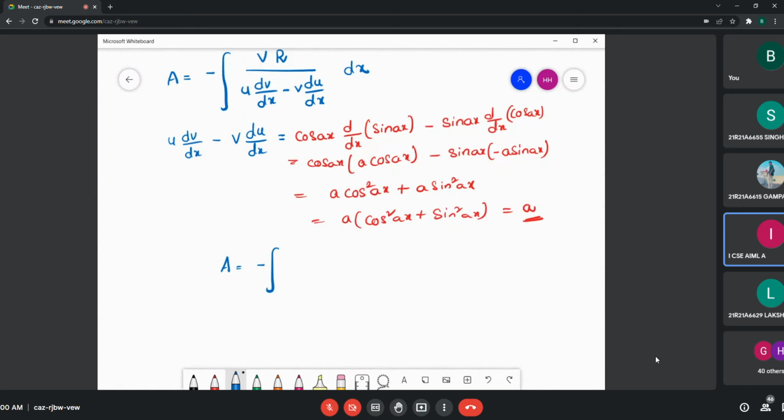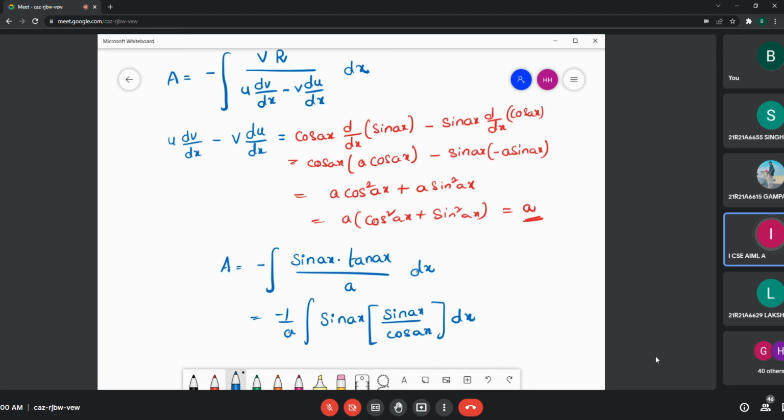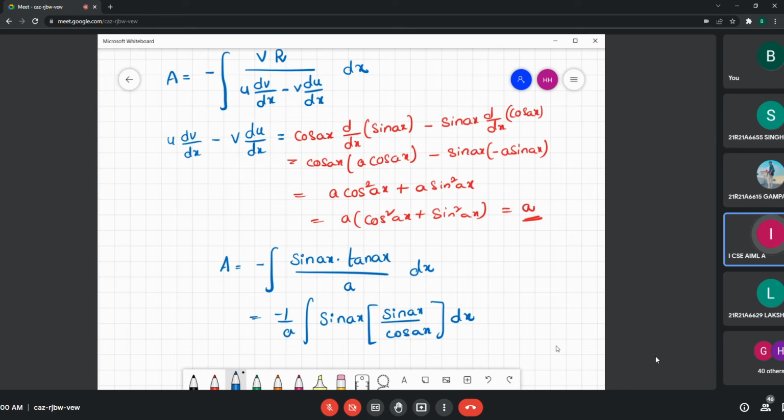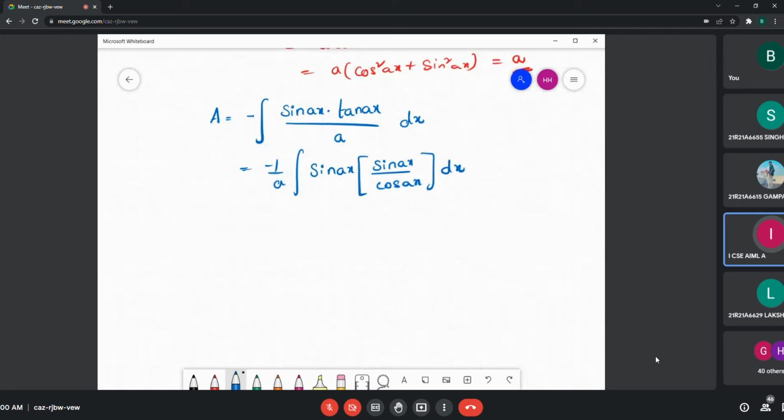minus sine ax into R, the tan ax divided by a, into dx. So minus 1 by a into sine ax into tan ax, you can write as sine by cos, sine ax by cos ax into dx. Then now we have to find this integration value. Sin ax into sin ax is the sine square. So 1 by a integral sine square ax by cos ax into dx.